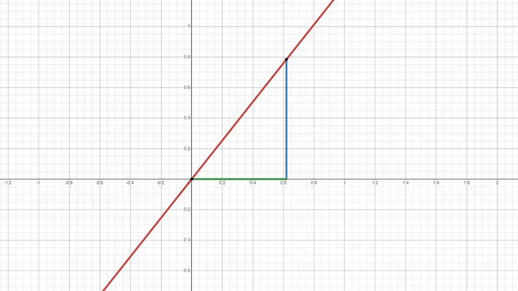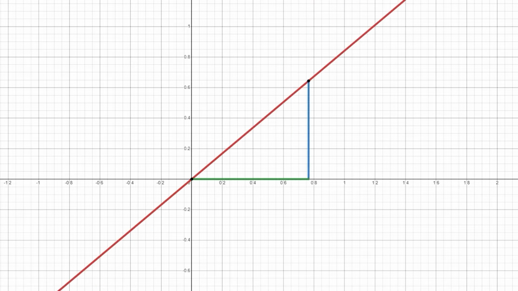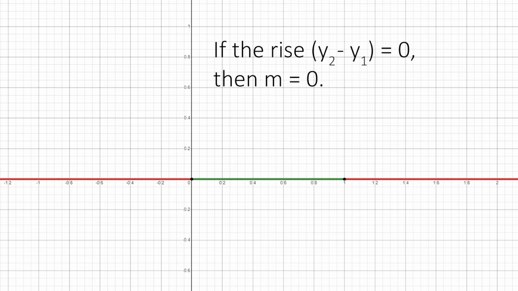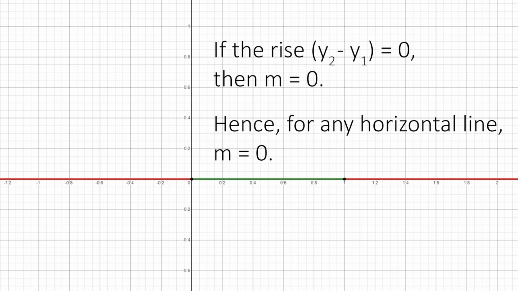We have two special cases that I want to talk about. If the difference of the y-coordinates of the 2 points is 0, in other words, when the rise is 0, then the gradient of the line passing through those points must also be 0. So for any horizontal line, the gradient is 0.